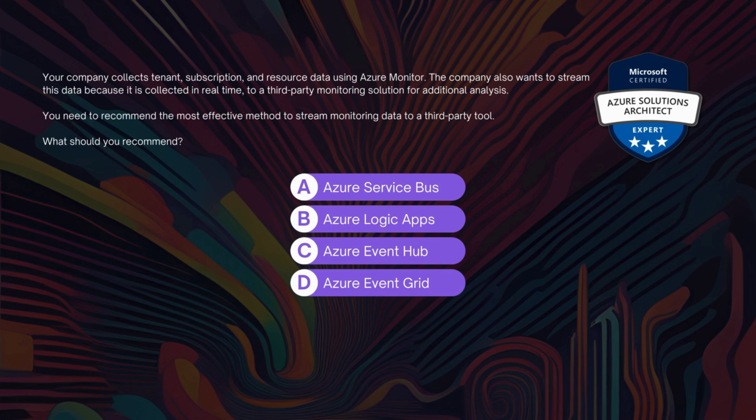What should you recommend? Letter A, Azure Service Bus? Letter B, Azure Logic Apps? Letter C, Azure Event Hub? Or Letter D, Azure Event Grid?